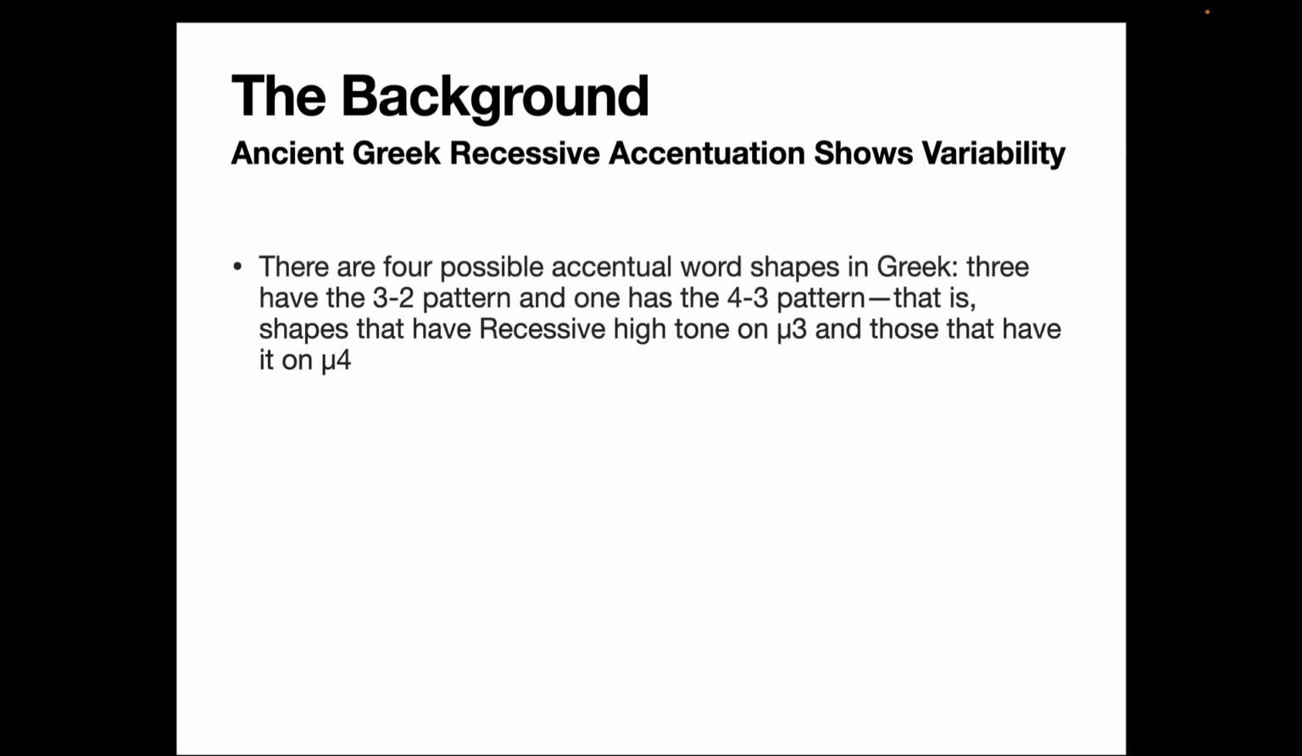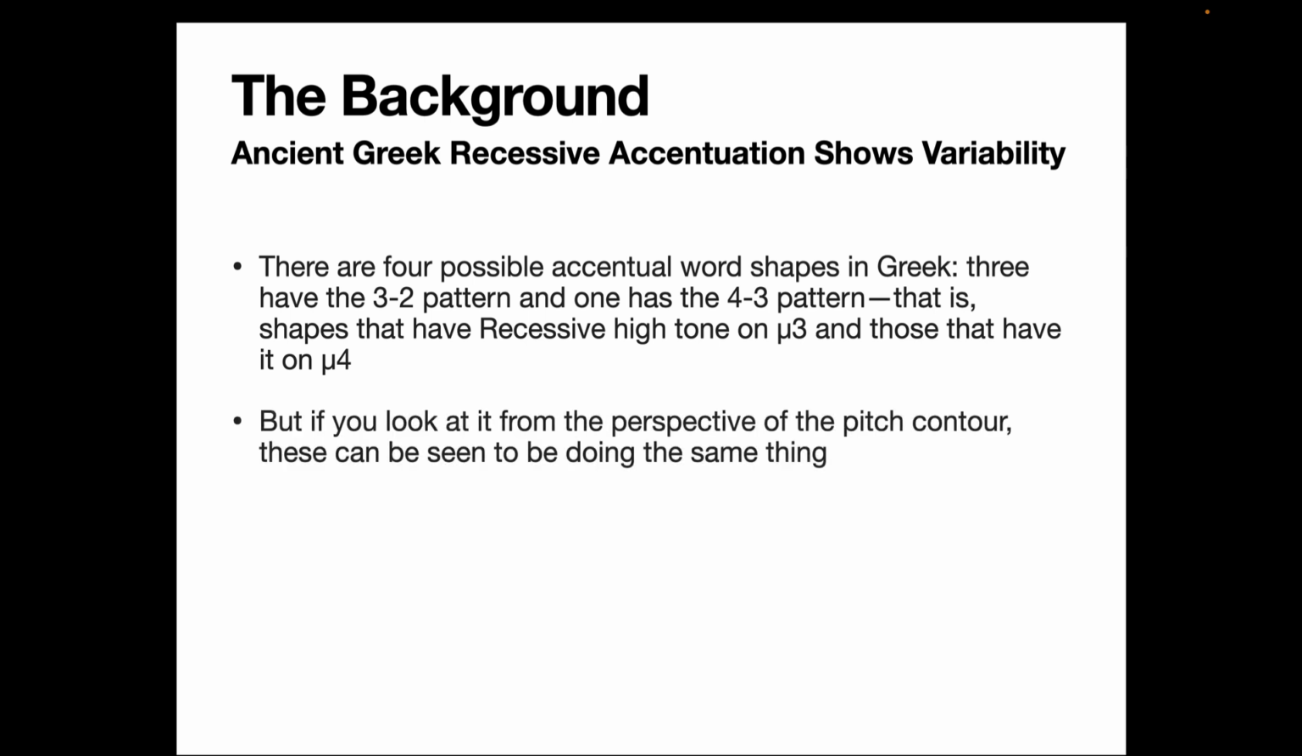So ancient Greek recessive accentuation, all accentuation, shows this kind of variability. And there are four possible accentual word shapes in Greek. Three, this is from the earlier video, have a 3-2 pattern, one has a 4-3 pattern. And that is a reference to where the recessive high tone is, and also where the so-called intermediate docking site is, which is going to be one mora to the right. So if recessive is on mora 3, then the intermediate will be on mora 2. Same thing, 4 to 3.